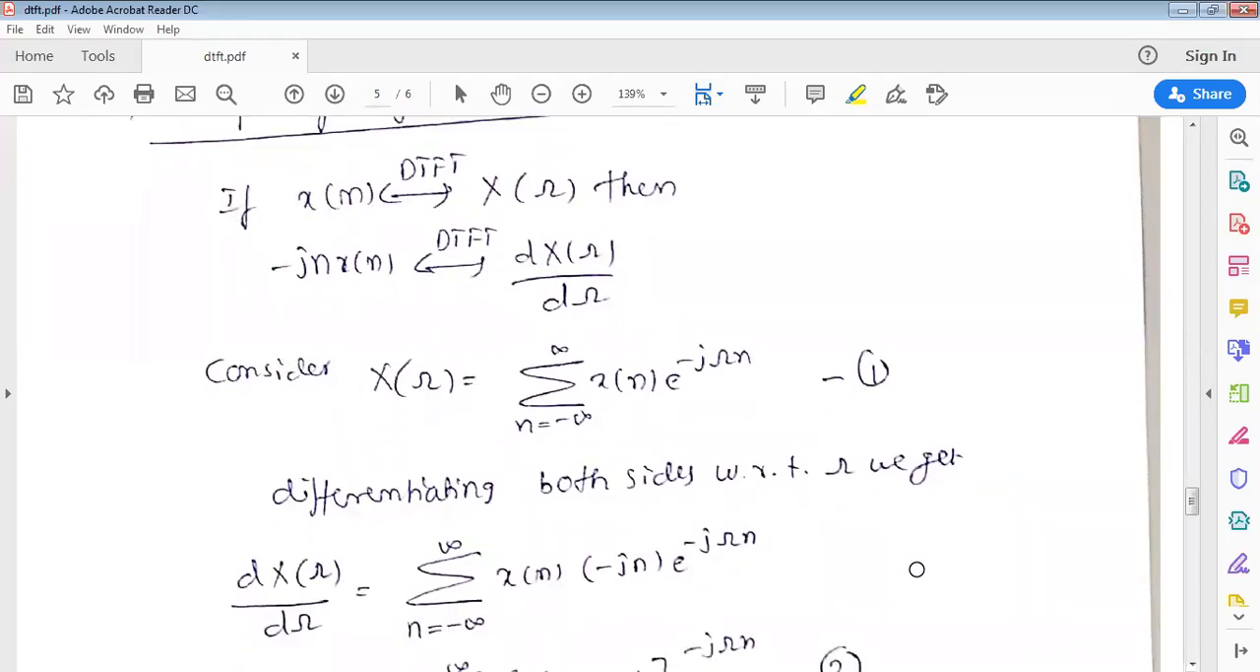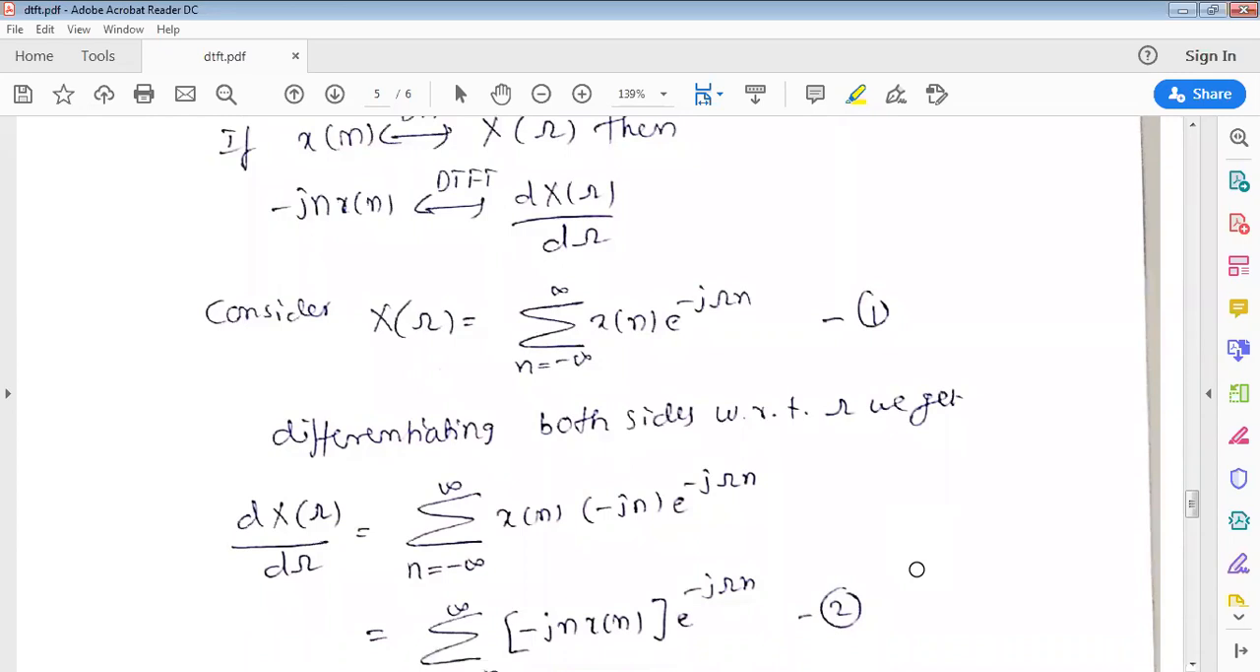Let us consider X of omega is equal to summation x of n into e power minus j omega n. Now take the differentiation on both sides with respect to omega. So dX of omega by d omega, differentiate on the right hand side. I have x of n, and the derivative of e power minus j omega n with respect to omega is minus jn into e power minus j omega n. Differentiation is with respect to omega, therefore minus jn is constant. Take minus jn outside.